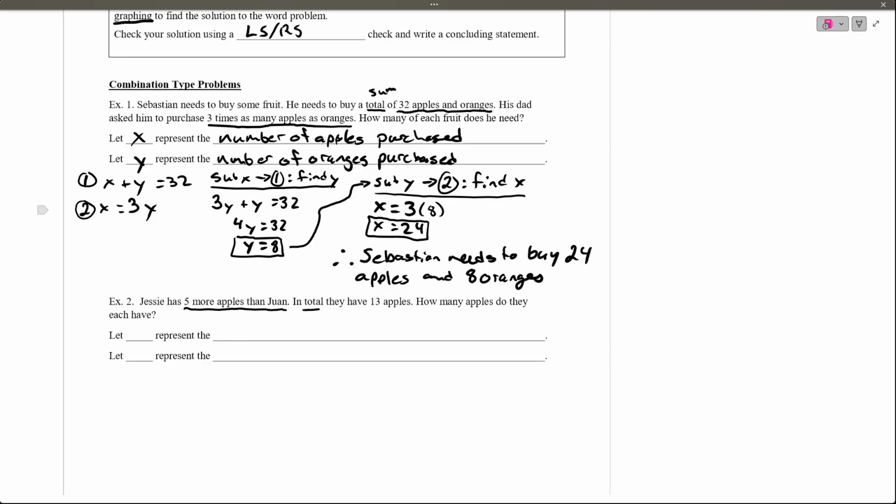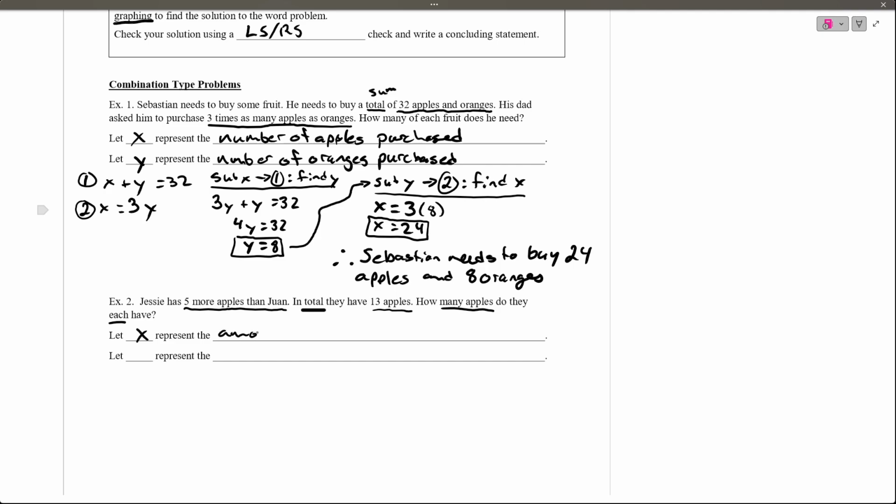In total, oh, there's that total word again. That means sum. They have 13 apples. So both combined, they have 13 apples. How many apples do they each have? So there's our unknown again. So we don't have 2 different types of fruit this time. We just have a different quantity of apples for each person. So in this case, let's let x be the amount of Jesse's apples.